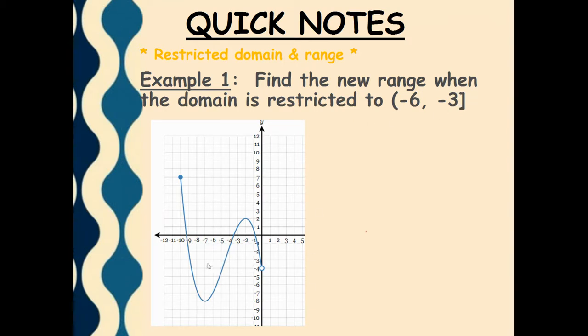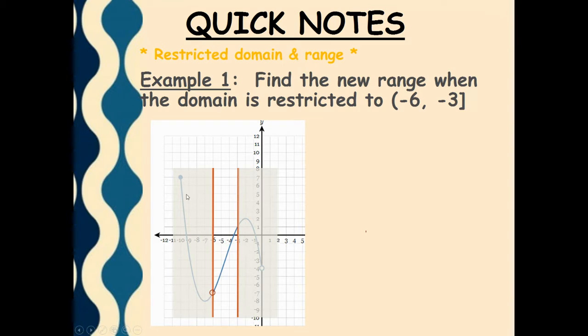So here's our original graph. The original domain is -10 to 0, because -10 is the farthest left and 0 is the farthest right. However, with the restricted domain, I'm telling you you're only allowed to look between the x values of -6 and -3. So -6 is now the smallest x value, and it is an open dot because of the parentheses. -3 is now the largest x value you're allowed to look at, and it is a closed dot because of the square bracket. So everything outside these red bars is not allowed, right?